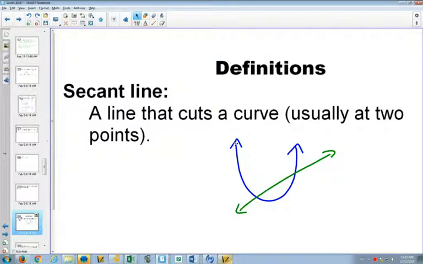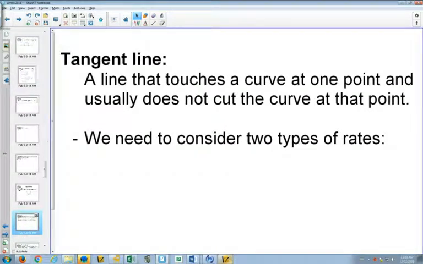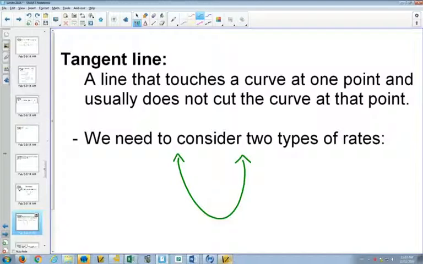The reason that's important is because a tangent line is a line that touches a curve usually at only 1 point and usually doesn't cut through that point. There are some exceptions to this, but for our main idea, here's our same parabola that we had before. And you did back in grade 9 tangents to a circle, and that's when a tangent touches a circle at only 1 point. Same thing here. You have a tangent touching a parabola only at 1 point.